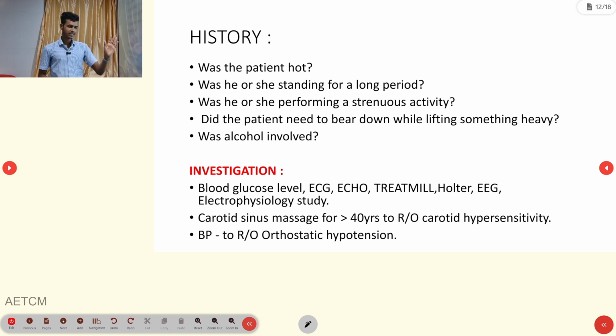For investigation, if it is in hospital, we can go for blood glucose level, ECG, echo, treadmill or Holter monitoring, EEG, electrophysiological study, and then carotid sinus massage to rule out any carotid sinus related causes. Again, that is a Valsalva maneuver, right? So that also will be performed. And BP to rule out orthostatic hypotension.